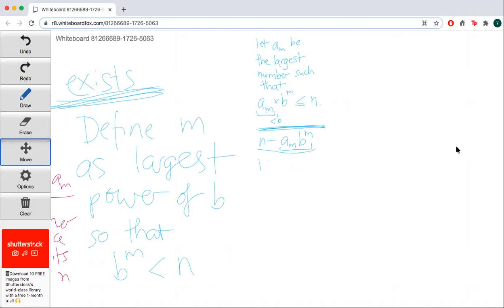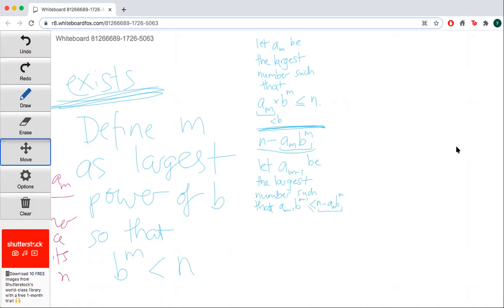Anyway, so basically what we do is let a_{m-1}, which is the next digit, be the largest number such that a_{m-1} lots of b to the m minus 1 remains less than our number n minus a_m b to the m, which is basically just the residue.